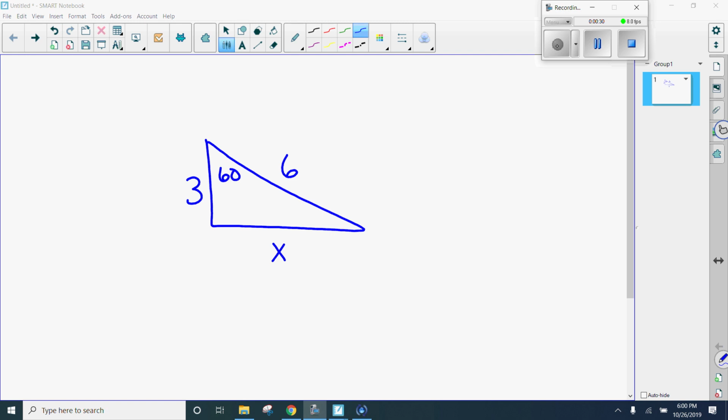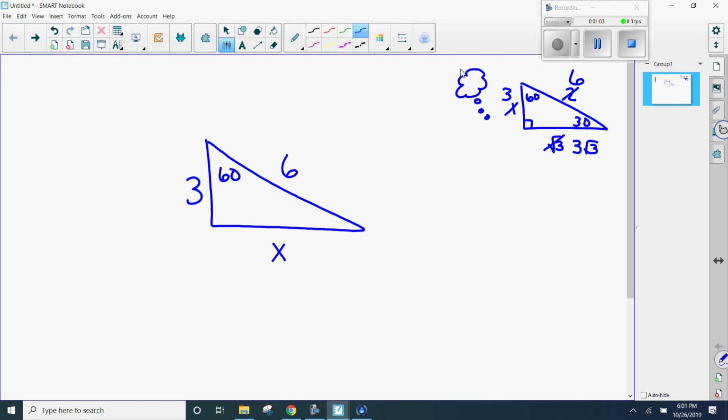And keep in mind for this one, I got my little thought bubble again. We know that special triangle, if you have a 30, 60, 90 triangle, it's in that ratio of 1, radical 3, and 2. So if I know that this has a length of 3, then I know that across from my 60-degree angle has to be 3 radical 3. And the hypotenuse is 2n, so 2 times 3, which would be 6. So I know that x has a value of 3 radical 3.